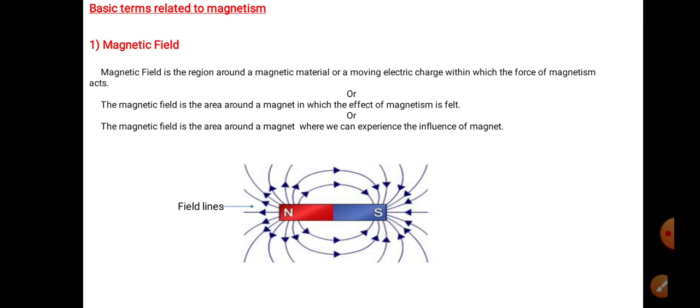Then next, some basic terms related to magnetism. First is the magnetic field. So field is nothing but the area. Okay. So this magnetic field is the area around the magnet where we can experience the influence of the magnet. So this is a bar type of magnet, and these are the field lines, magnetic field lines, which cannot be seen by the naked eye. Okay. And this magnetic field is shown by these magnetic field lines.